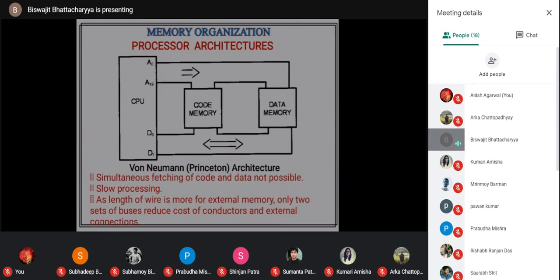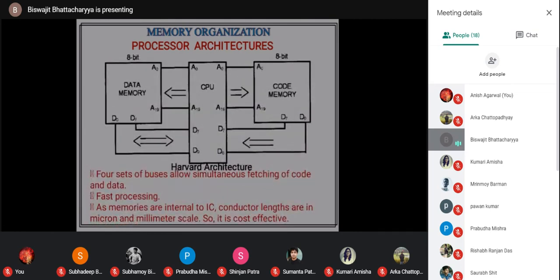They are connected common to all the external devices, and only one device can respond, and only one memory location of the selected device will respond at a time. So the amount of cost involved is not very high, quite less, but the memory access may be slower, because only one access is allowed at a given time. Clear? So that is our von Neumann or Princeton architecture.